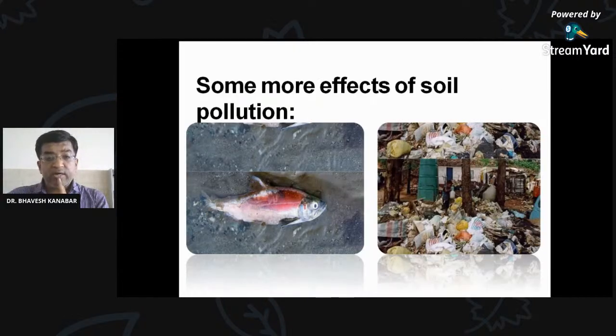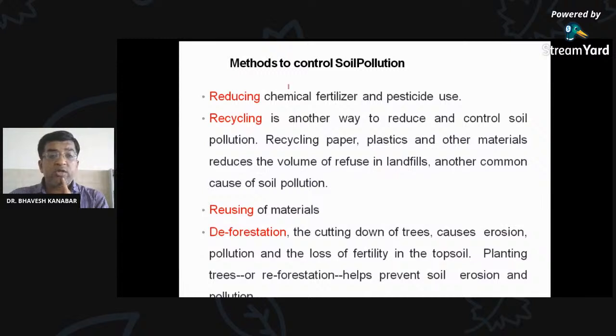So you can see the damage to aquatic animals, fishes, as well as this type of pollution. Method to control soil pollution: reducing chemical fertilizer and pesticide use. Whatever causes we have learned, we have to focus on those causes to reduce soil pollution. So control the use of fertilizer and pesticide.